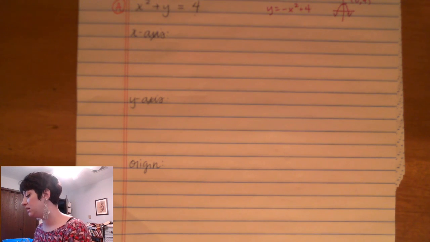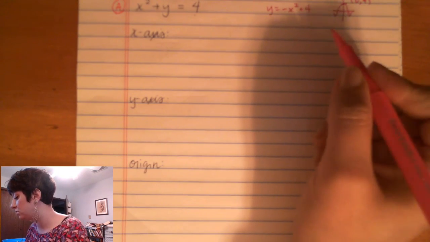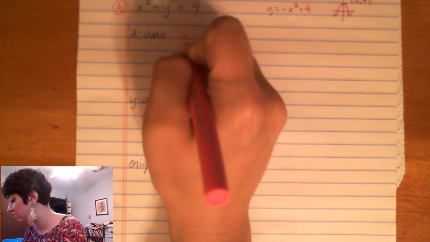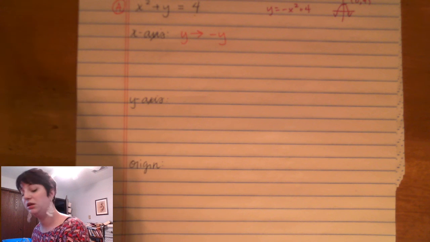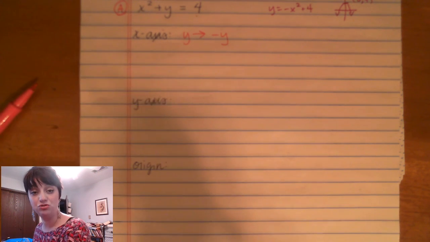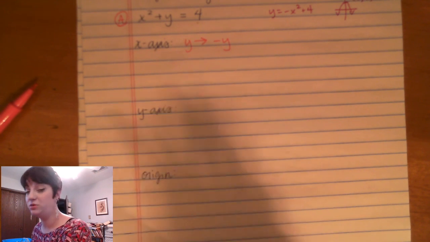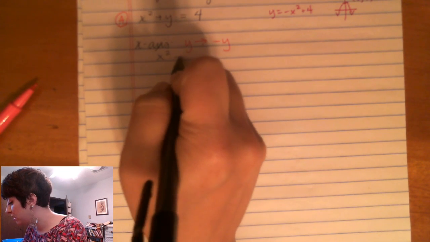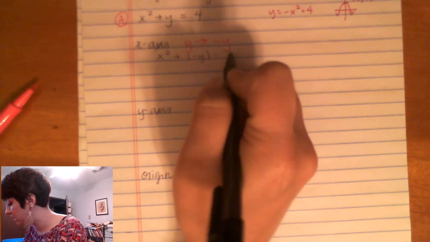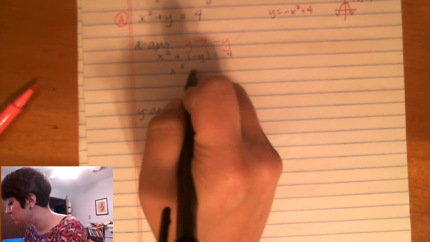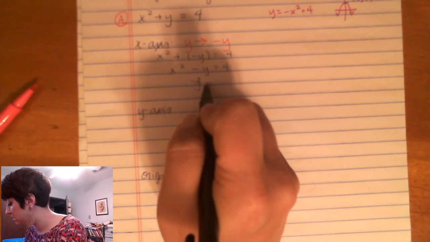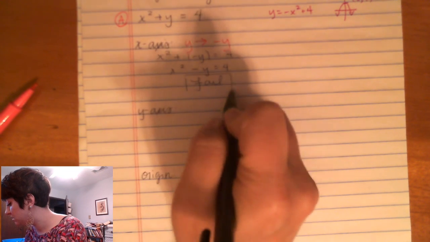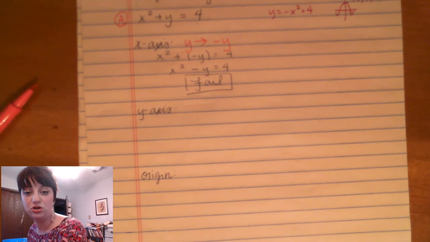For the x-axis test, x-axis means we go from positive to negative y's. We're going to replace y with negative y. If we end up with the same equation, then it's true and it has symmetry. So x squared plus negative y equals 4. That's x squared minus y equals 4. This is a fail because it is not the equation I started with.